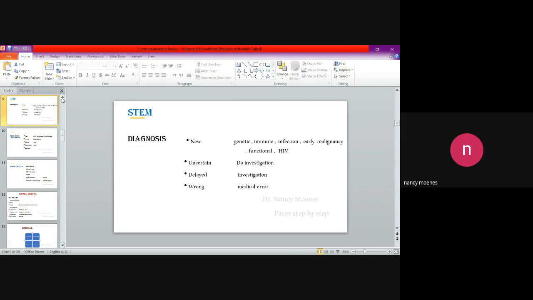Okay. Then, if it's a wrong diagnosis, this is a medical error. There is something called a medical error. This covers anything wrong. You may have a wrong diagnosis. You may give the wrong medication, do wrong procedures, make anything wrong to the patient. How can you deal with this? Okay.